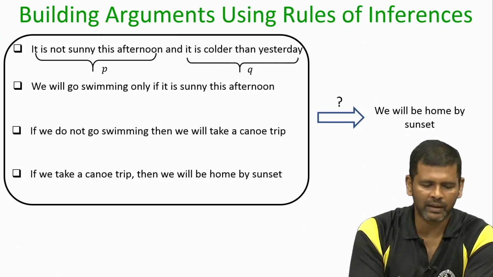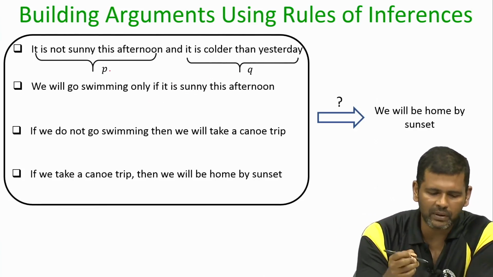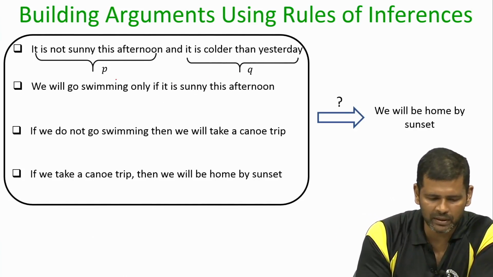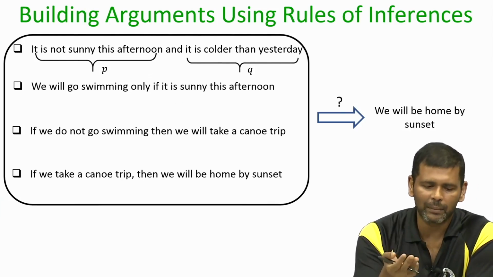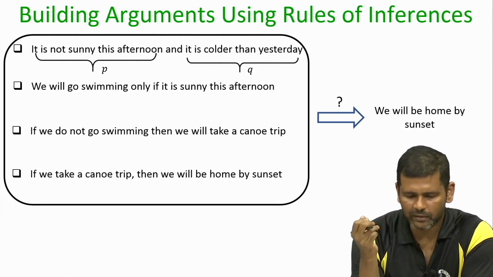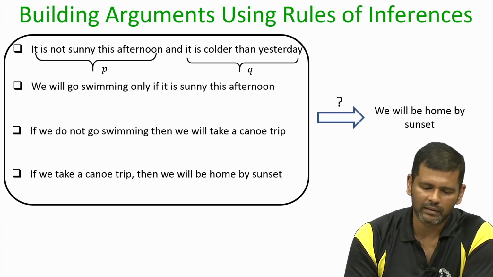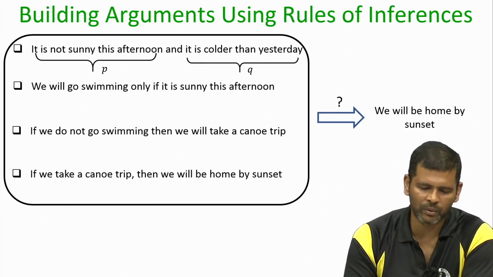So, what I do is I assign various propositional variables to represent different statements here. Suppose I use the variable P to represent the statement that it is not sunny this afternoon. It is a declarative statement, it is a proposition, so I am assigning the propositional variable P for that. In the same way, I assign the propositional variable Q to represent the statement it is colder than yesterday.